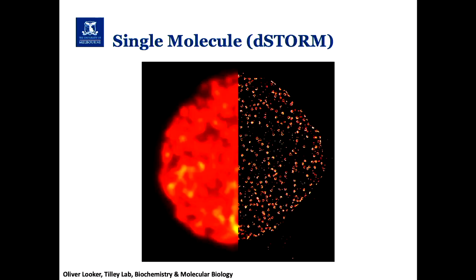Here's an example of dSTORM experiments. So again, this is malaria cells imaged in wide field mode on the left, and then using dSTORM, these images were taken from 15,000 individual images, reconstructed back to give us this higher resolution information.